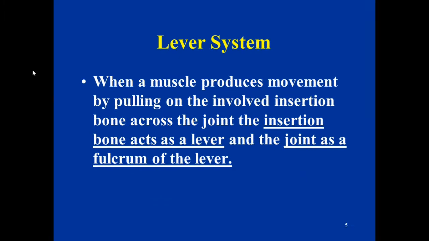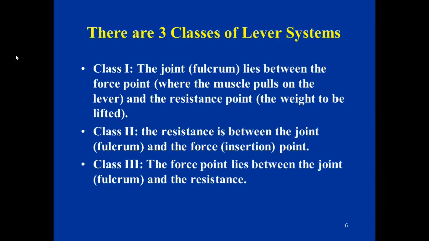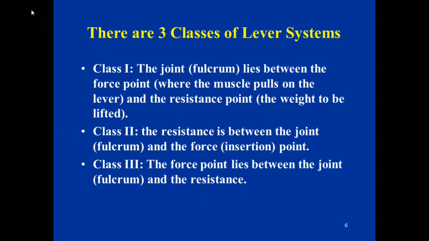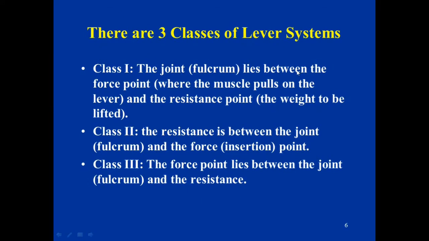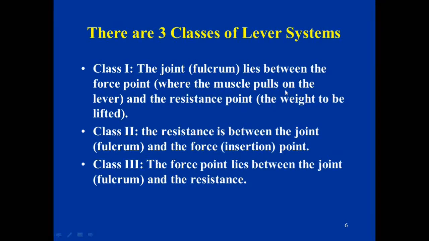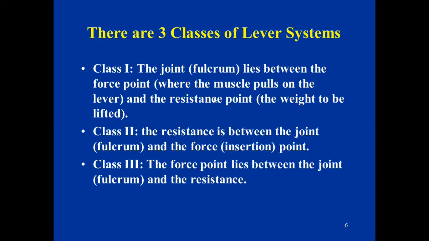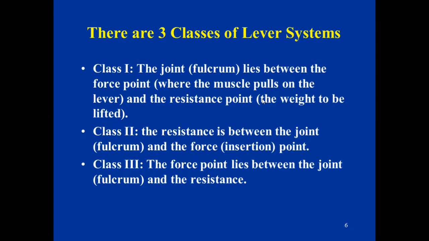Lever system: when a muscle produces movement by pulling on the involved insertion bone across a joint, the insertion bone acts as a lever and the joint as the fulcrum of the lever. Class 1: the joint lies between the force point, where the muscle pulls on the lever, and the resistance point. This is the weight to be lifted. So it's important to understand this concept of the fulcrum, which lies between the force point and the resistance. Resistance is our weight. Our fulcrum is the pivot point where we're able to apply the force to move a particular object.